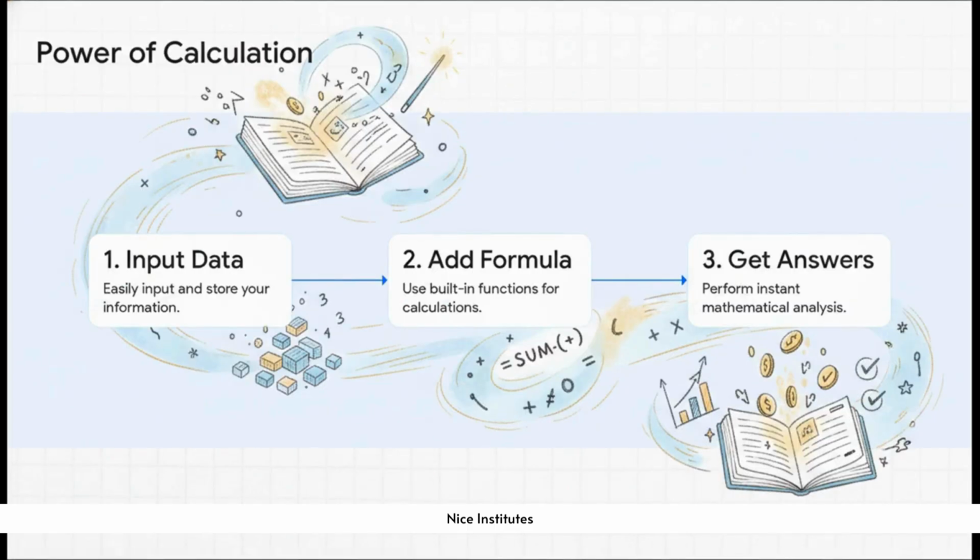The first superpower is like magic math. Seriously, forget your calculator. You just put in your numbers, write a really simple formula, like telling it to add up a whole column, and bam, you get instant answers. This is an absolute game changer for budgets, sales tracking, any kind of financial planning.